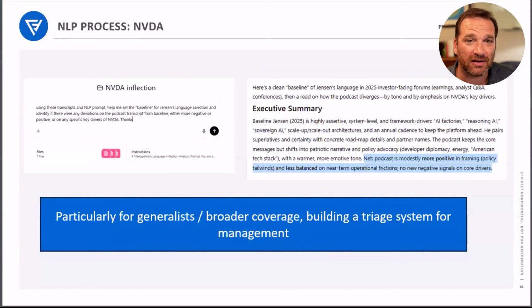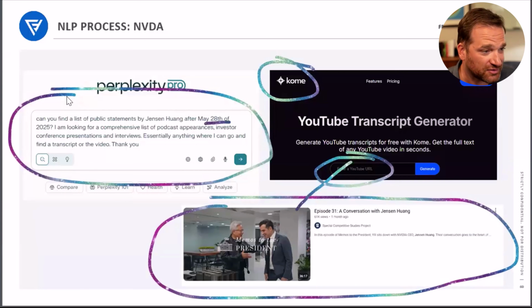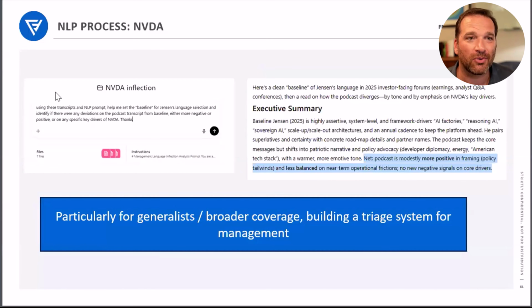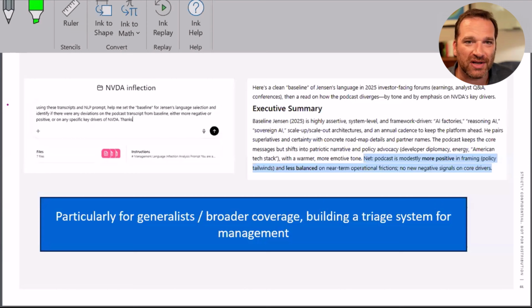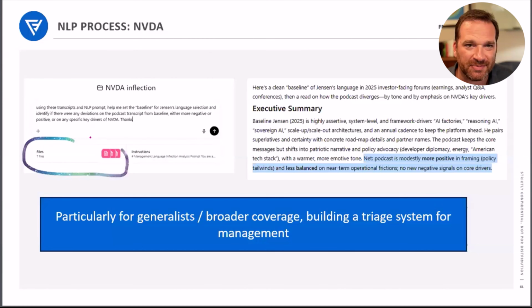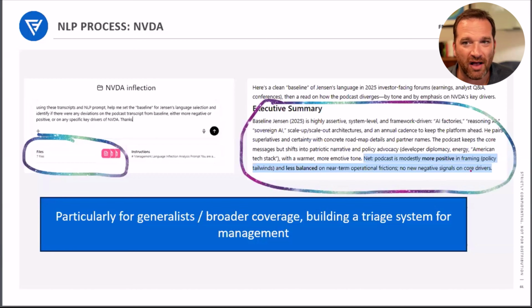All right, here I'm showing Notebook LM, so I'm not just showing paid portals. I could drop in all the pre-existing notes, transcripts, statements, and a prompt to compare this statement to the pre-existing baseline. Right, I'll get a quick summary. Hey, the podcast is modestly more positive in framing, policy tailwinds, and less balance on near-term operational friction. No new negative signals on the core drivers.